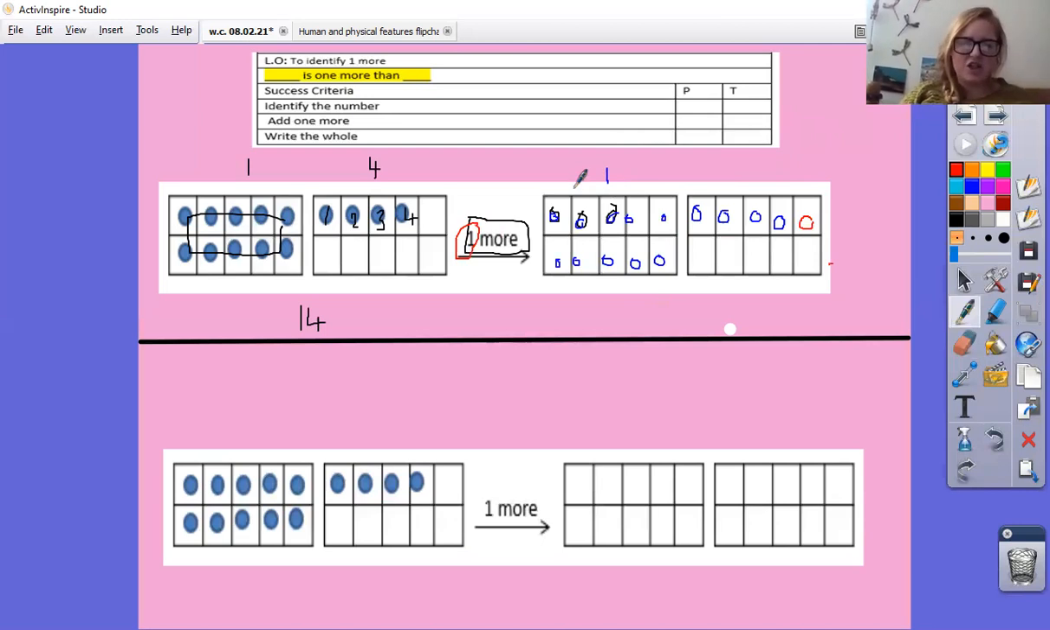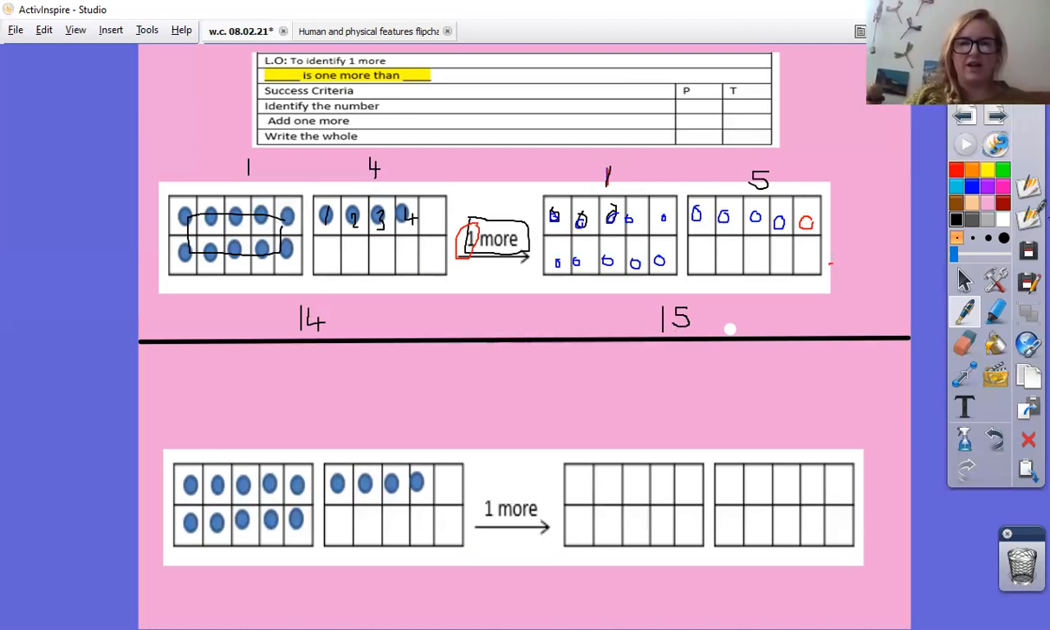Well, has my tens changed? Have I got any more tens than I had before? No, I still have 1 ten. And how many ones do I have? I have 1, 2, 3, 4, 5 ones. So I've got 1 ten and 5 ones. What number is this? 15. So I know that 15 is 1 more than 14.